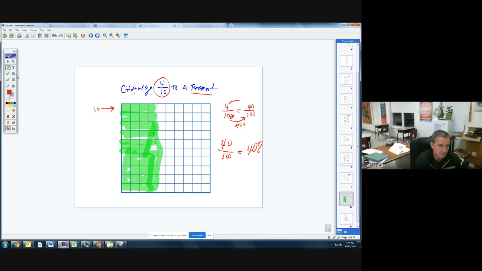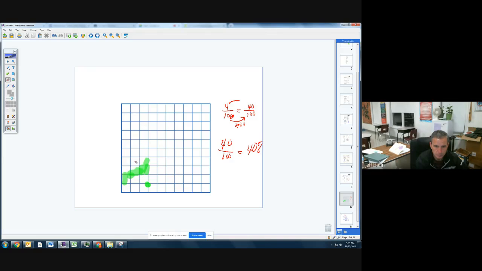Let's take a look at another one. What if, I'm going to erase these, if I can get the eraser to work. I'm going to erase all of this. Let's do one that's not quite so easy. Oops, what happened to my eraser?